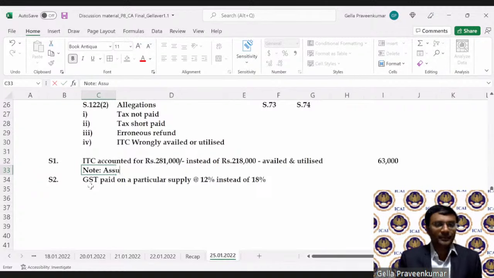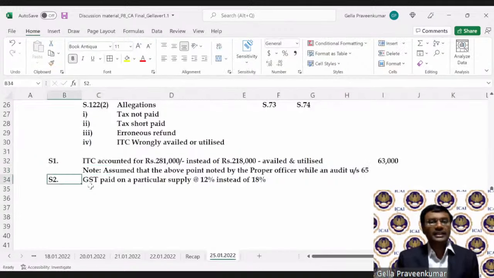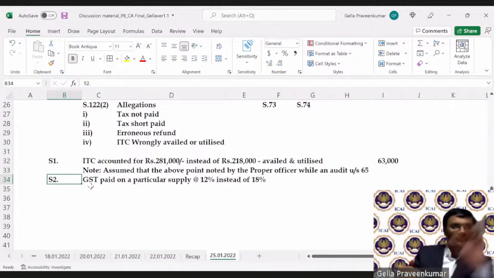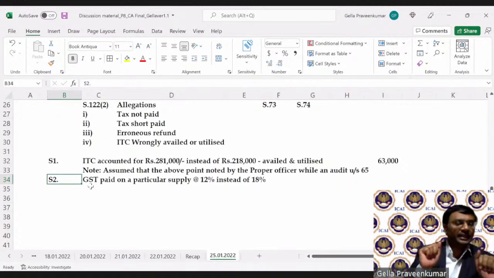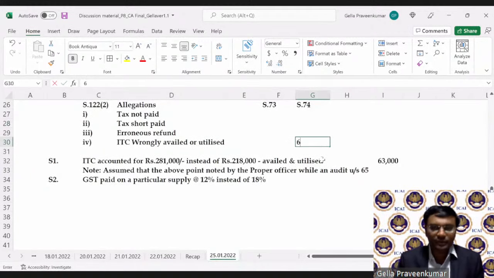Assume that the above point is noted by the proper officer during an audit under section 65. So the departmental officer who has come for audit, when he was verifying the purchase bills with the statement which is given, bills show 2,18,000, accounting was done for 2,81,000, right? So this was noted by the proper officer. Since it was noticed and it was not reversed, I'll take 63,000 over here.